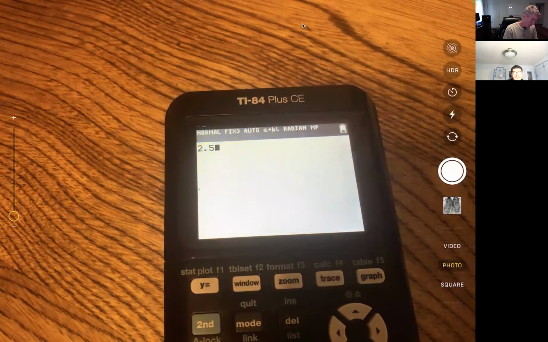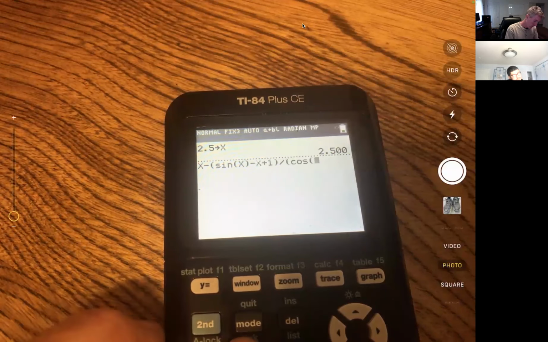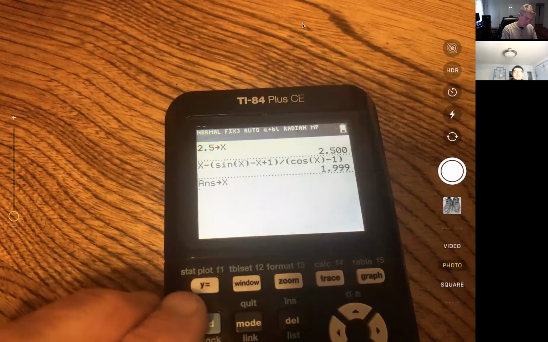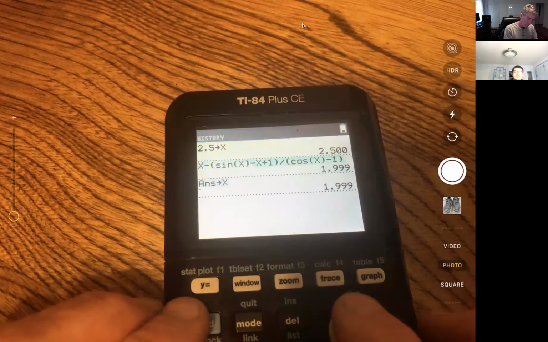So first take 2.5 and then store that as x. And then the formula is x minus sine of x, and then minus x plus 1, and then divided by the derivative, so that's cosine of x, and then the derivative of minus x would be minus 1. And it says the answer is closer to 1.99. And then store that as x. And then do the formula again.